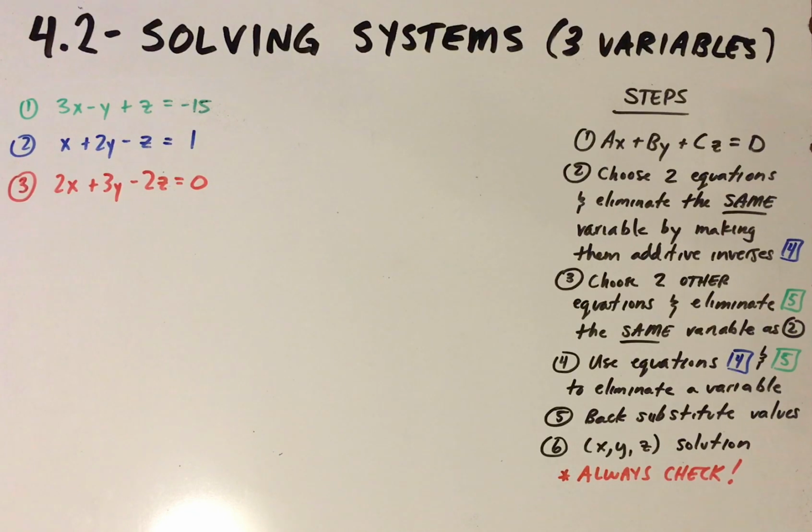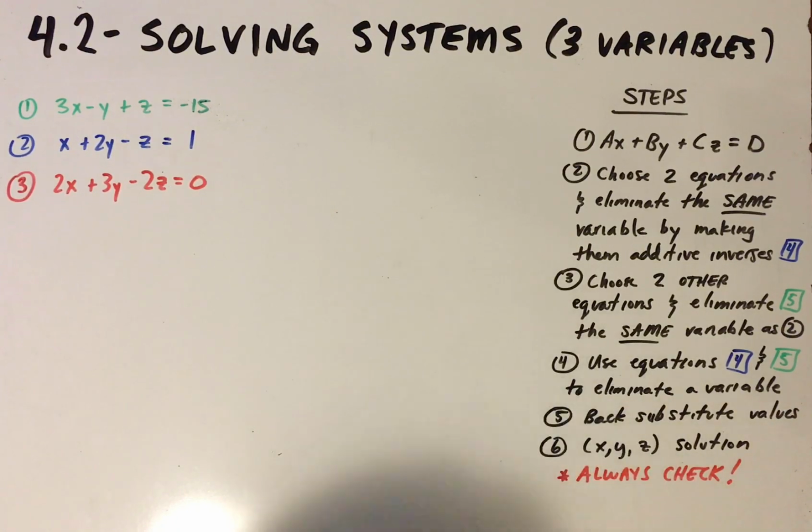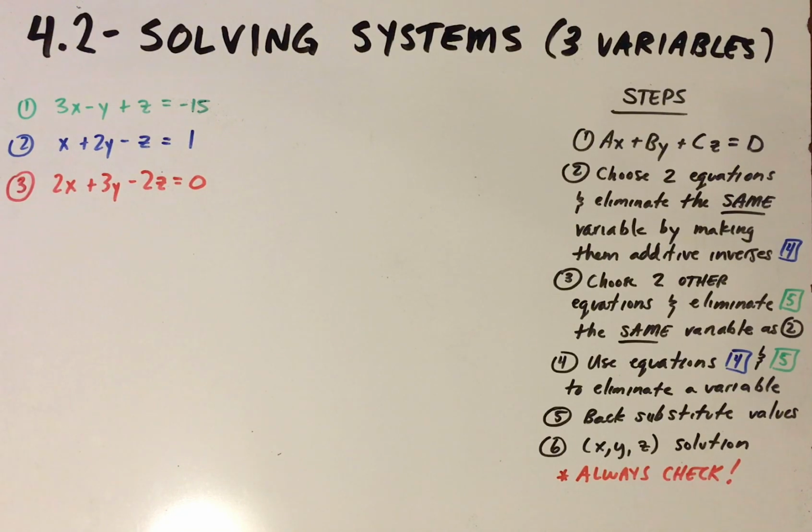So, 4.2 is solving systems again, but this time we're going to have three variables. So it is going to make it three-dimensional. That's pretty crazy. And it's basically what we just did, but on steroids. So we're going to talk about the steps for solving systems.